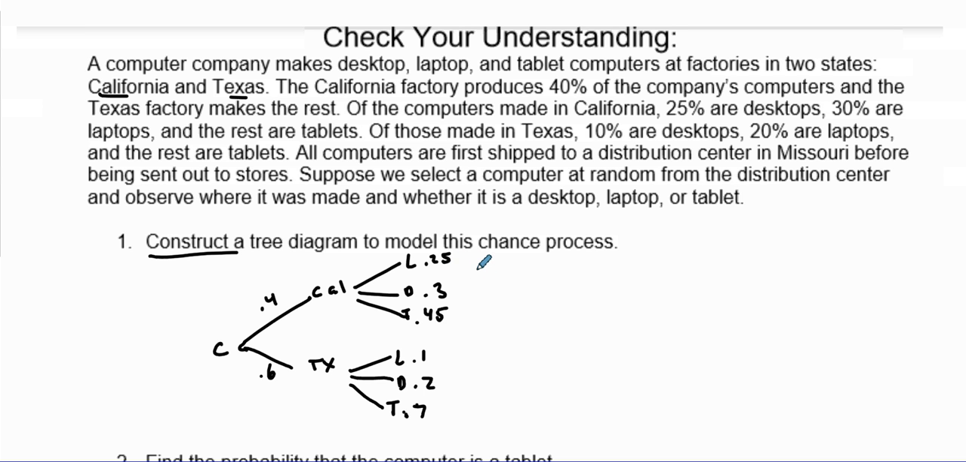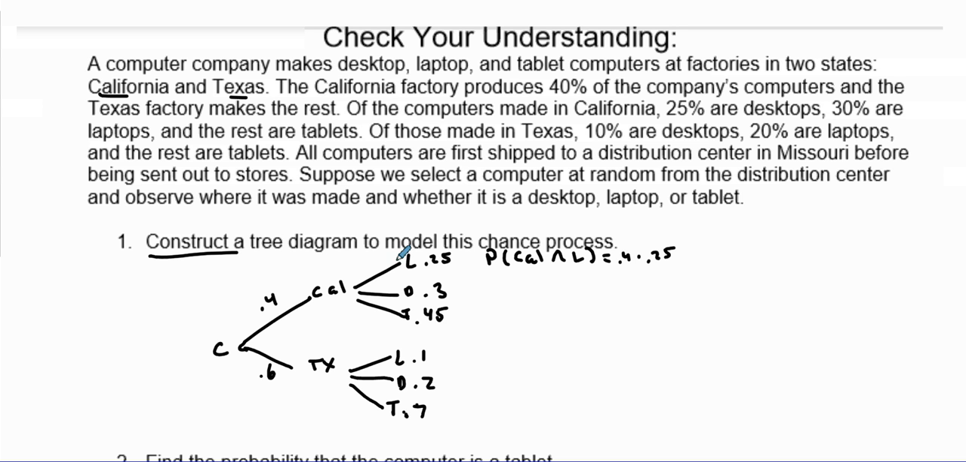So now, if we wanted to figure out this chance process, we could figure out the probability of a computer being made in California and being a laptop, and we could figure out all those different values. We could just multiply those two values together. So that would be 0.4 times 0.25. Now, just to recall, why are we doing that?